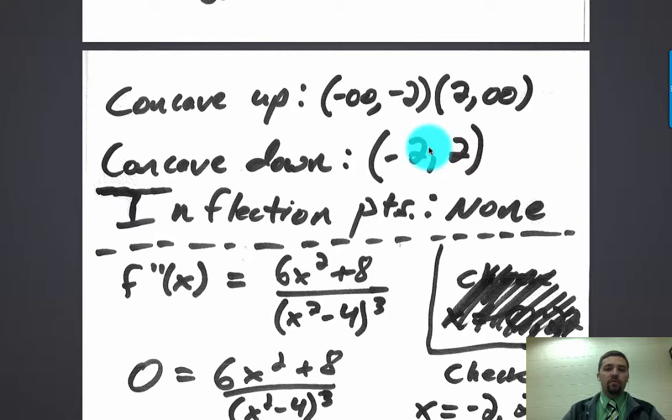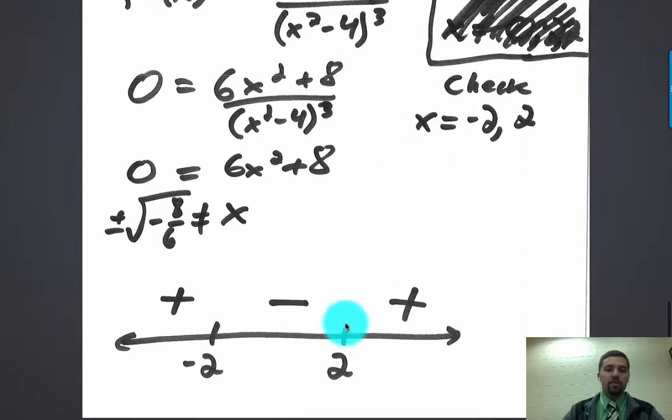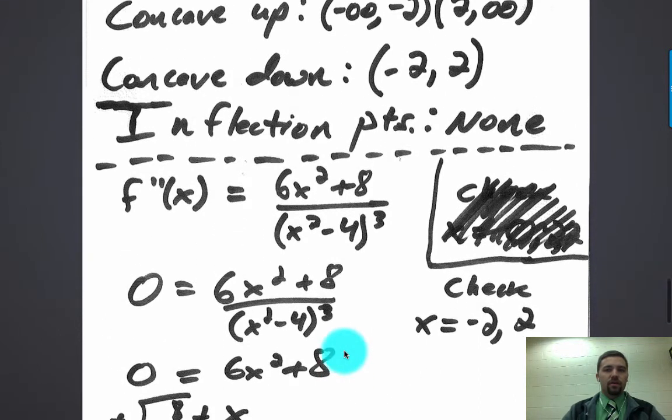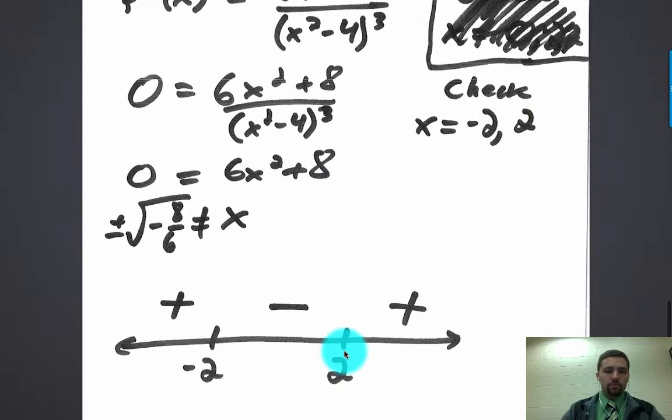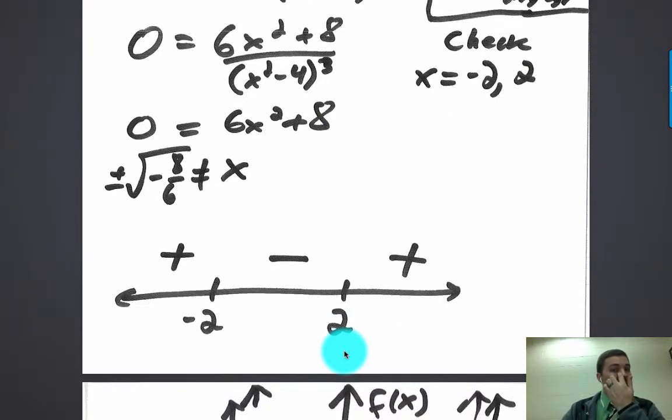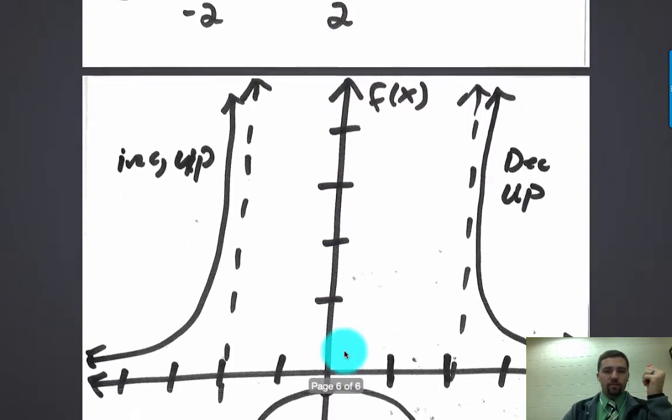There are no inflection points, and the reason for that is that even though there's a change in concavity, I know that there are vertical asymptotes at negative 2 and 2. There's a change in concavity, but it's not an inflection point because they are vertical asymptotes at negative 2 and 2. Now, knowing all of that information, we should be able to get a sketch of the curve.